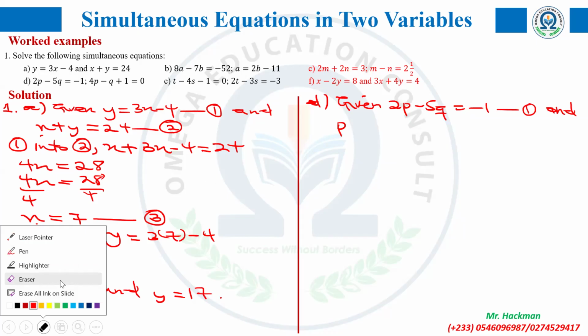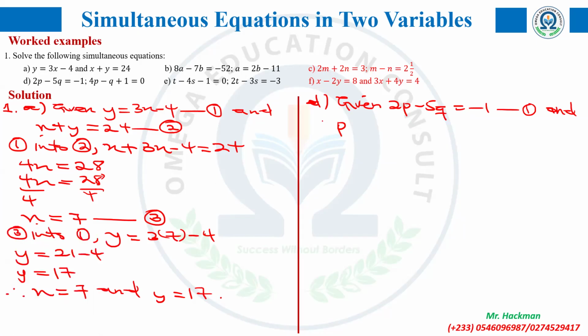We have 4P minus Q plus 1 is equal to 0. I'm going to manipulate this because it's not in the usual form. The first one, your non-constant terms on one side and a constant term on the other side. I want to see whether this one too, I can write it as such.